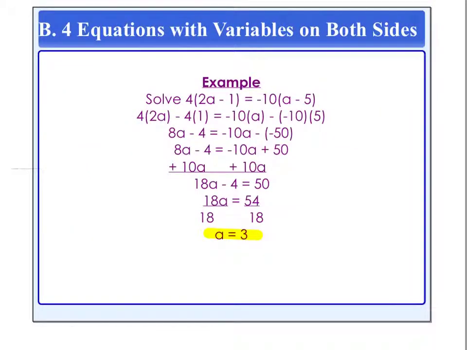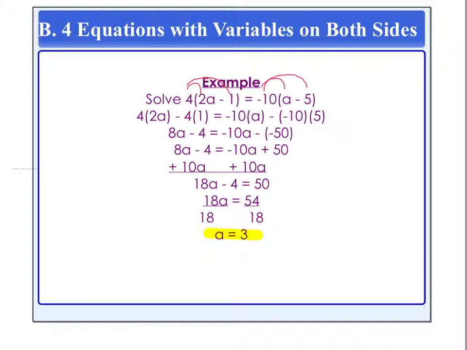Here's an example, and this one has all the steps on here. I wanted everyone to be able to go back to one. So here we have the 4 on the outside. We have to distribute it, which would be 4 times 2a minus 4 times 1 equals, now we have to distribute this negative 10, so negative 10 times a minus negative 10 times 5. When we simplify that, we get 8a minus 4 equals negative 10a minus negative 50.